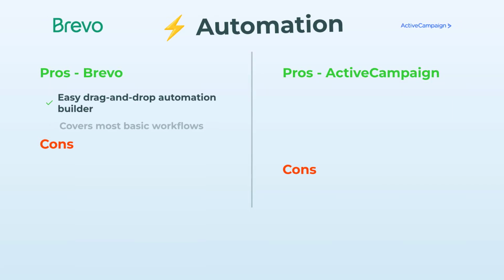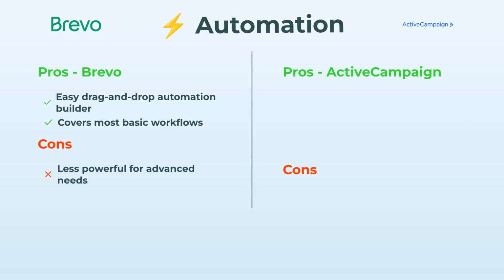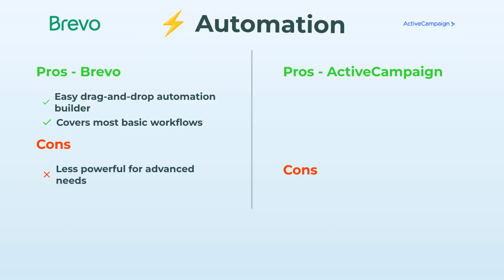Now automation, which is like the whole point, right? Brevo keeps it simple. There's a drag-and-drop builder and it covers everything most folks need, like welcome emails, basic sequences. You get the idea. But if you want to do anything super custom, it can start to feel a little basic.